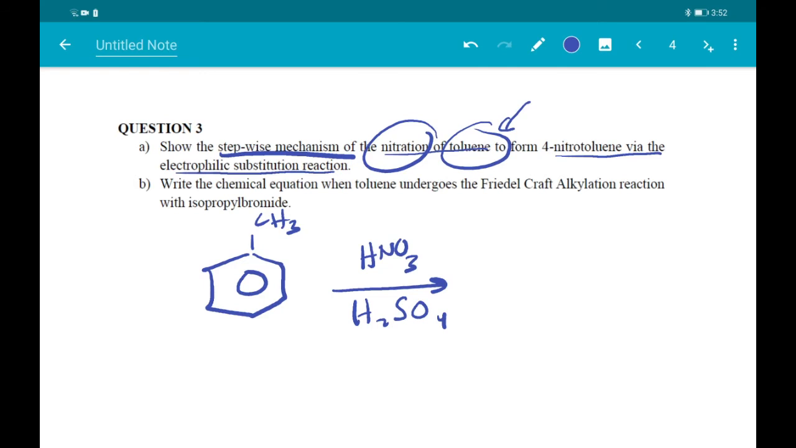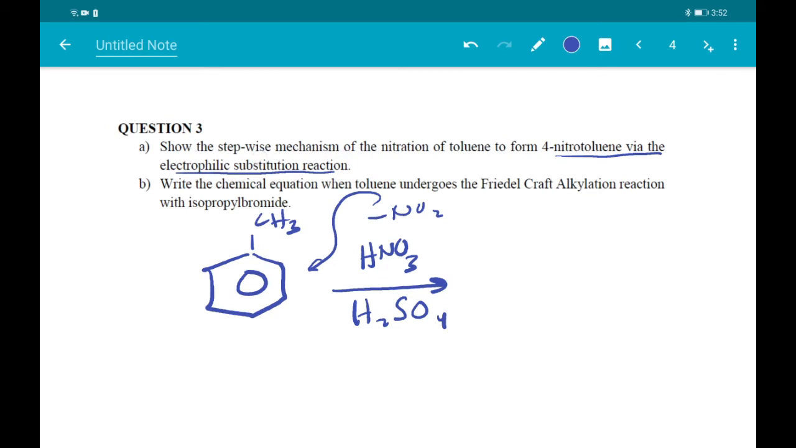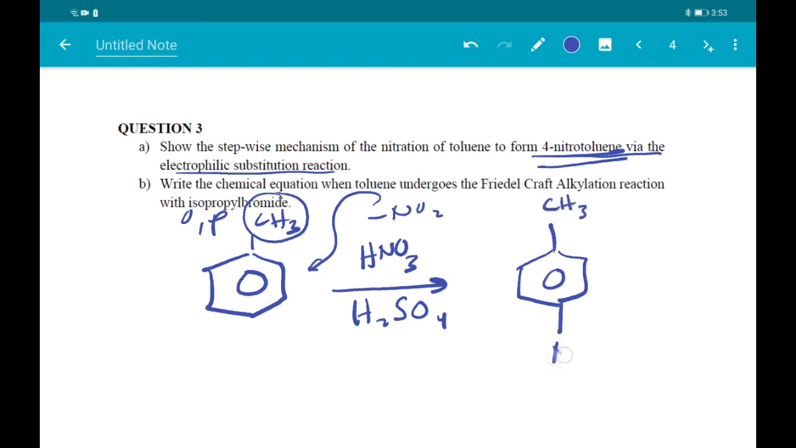So the process is, we're going to add the NO2 electrophile into the ring. And then it also mentioned that this reaction will produce 4-nitrotoluene. Although you can see here the CH3 is ortho-para directing, we only need to show the formation of the para-nitrotoluene, or 4-nitrotoluene, which means that the structure should be looking like this.